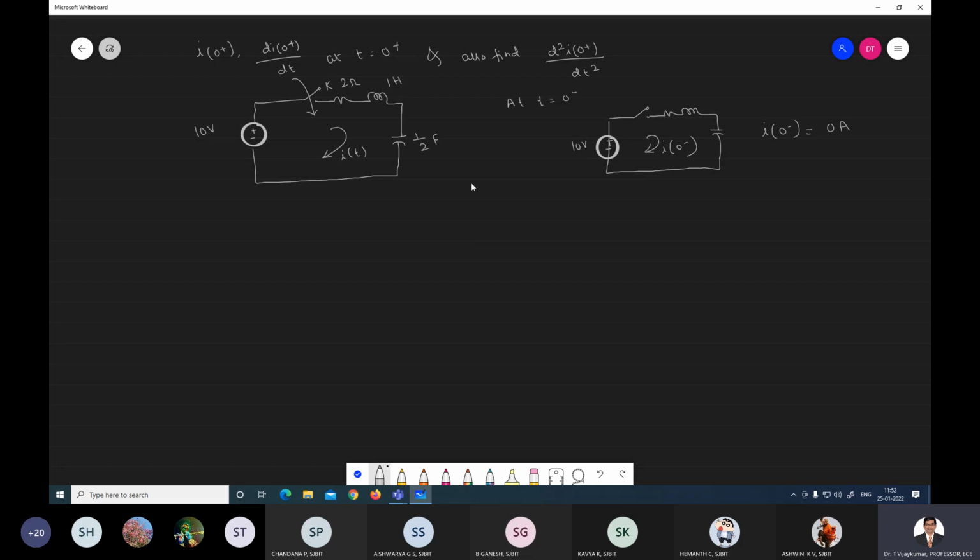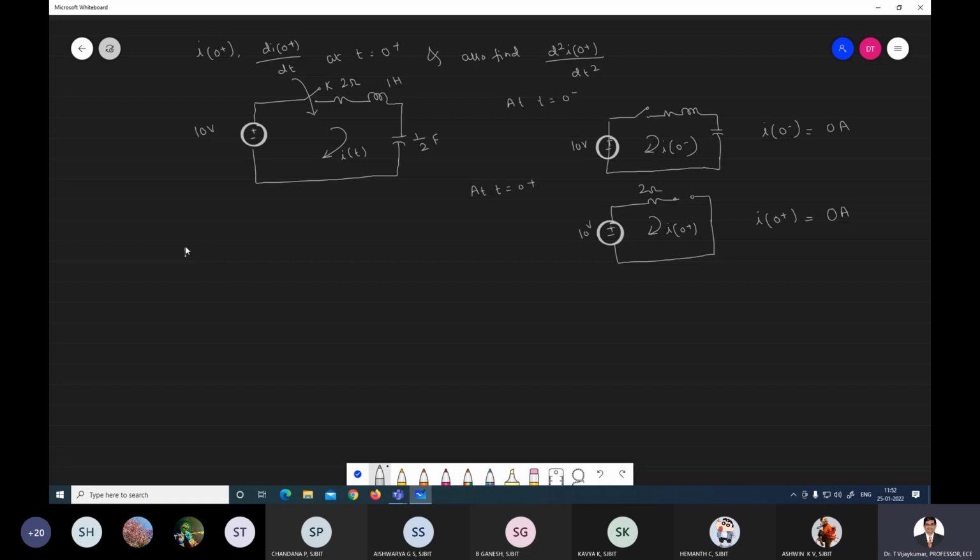So at t equal to 0 plus, the switch has closed. When the switch has closed, the resistor is there. The inductor will act as an open circuit, and the capacitor will act as a short circuit. This is the 2 ohm, this is our 10 volt, and this is our i(0 plus). Then what is i(0 plus)? 0 amps.